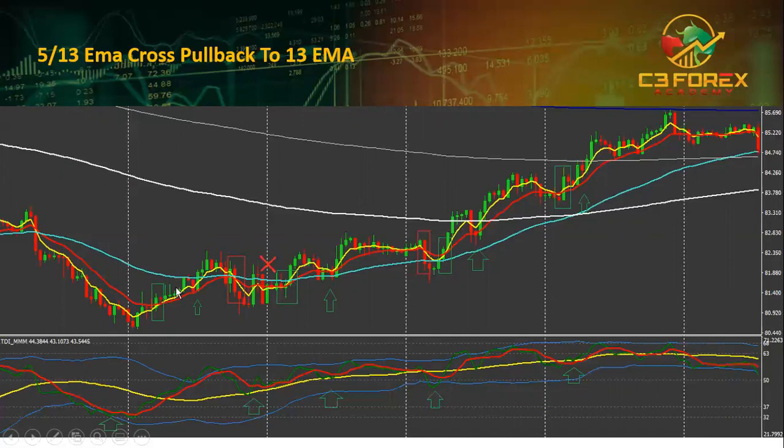Off of this shift, got the pullback. This right here, this pullback is around the same level as this pullback, right? And then it retested the shift and got out of there, right? So it reshifted right here, pulled back, bounced off the market baseline, got out of there. Shark fin, shift, pulled back to the 13, bounced off the market baseline.